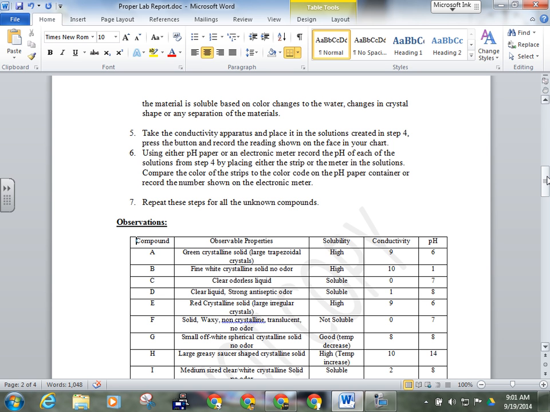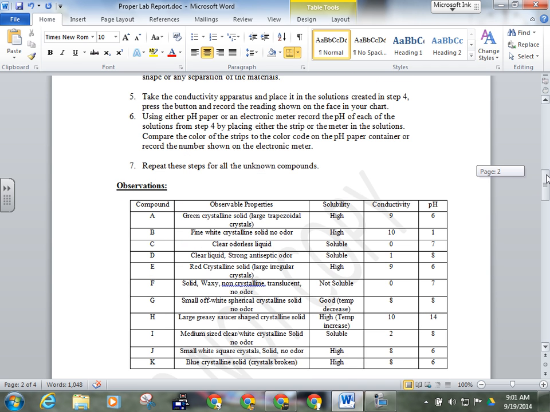And then number 7, repeat these steps for all the unknown compounds. So, detailed numerical order steps. All right, questions on the procedure?